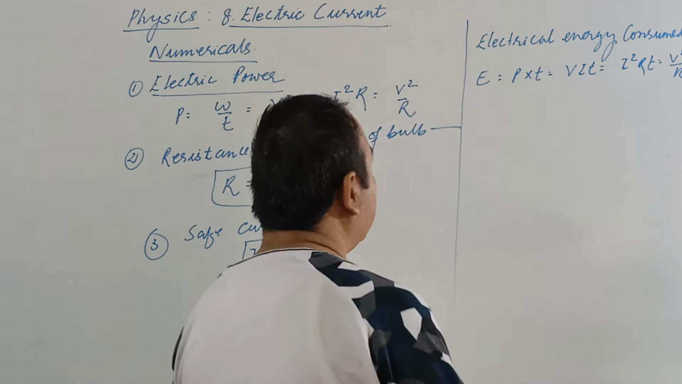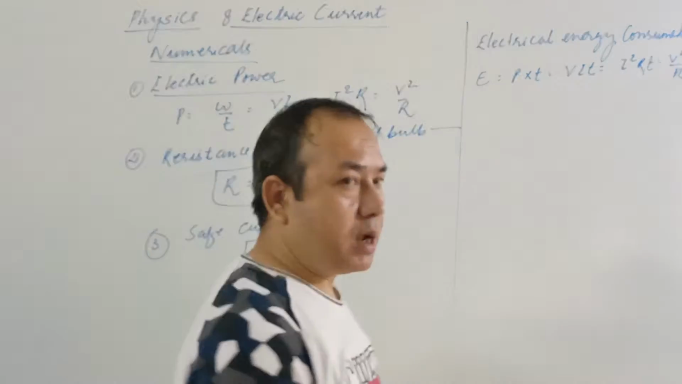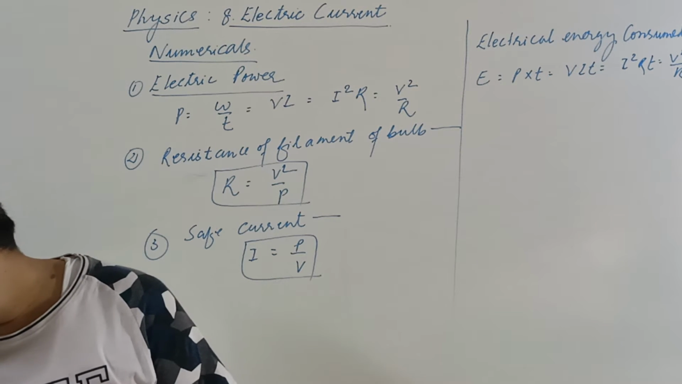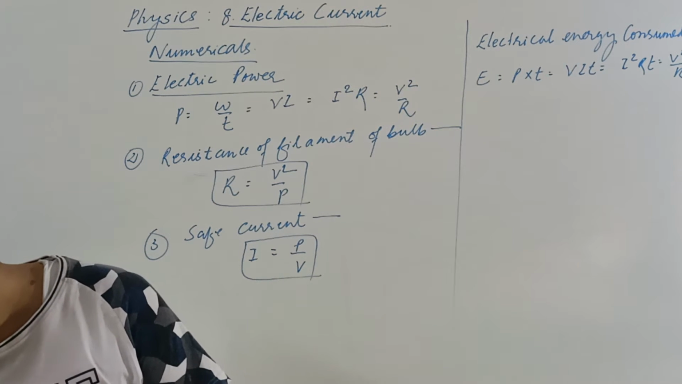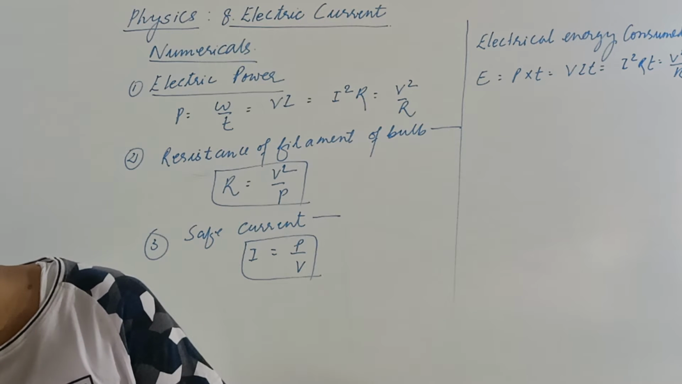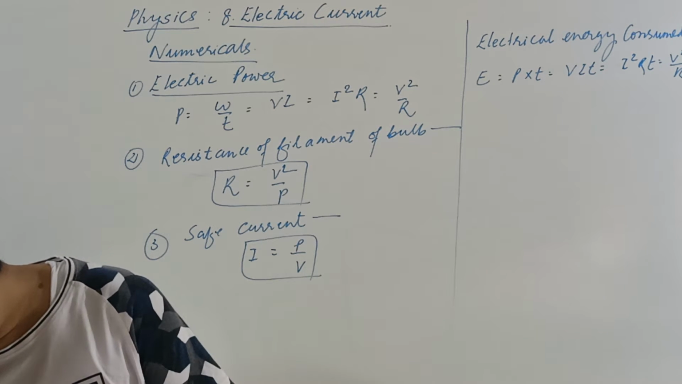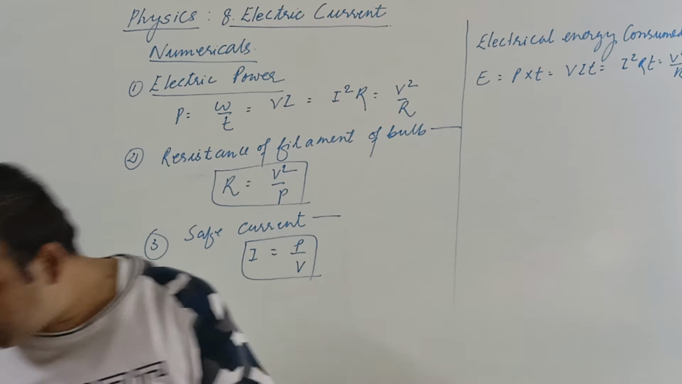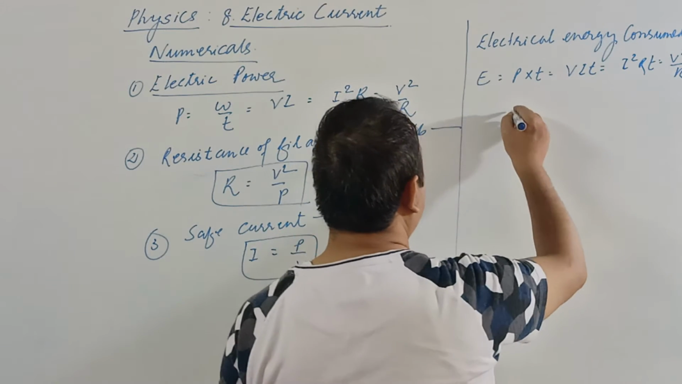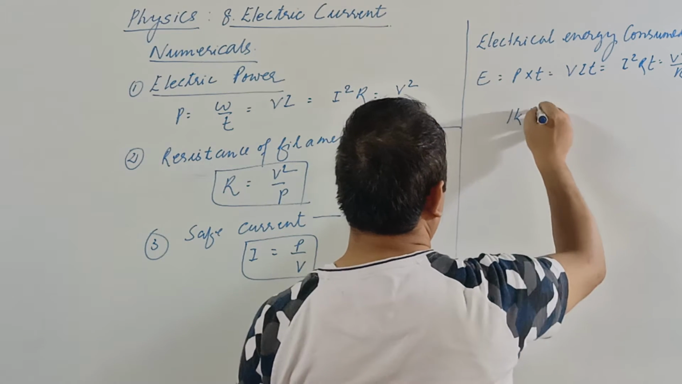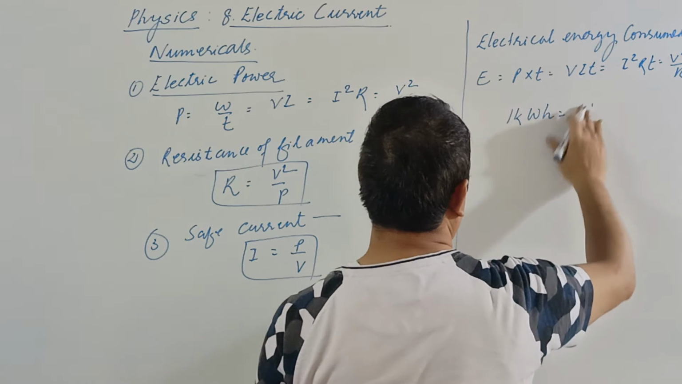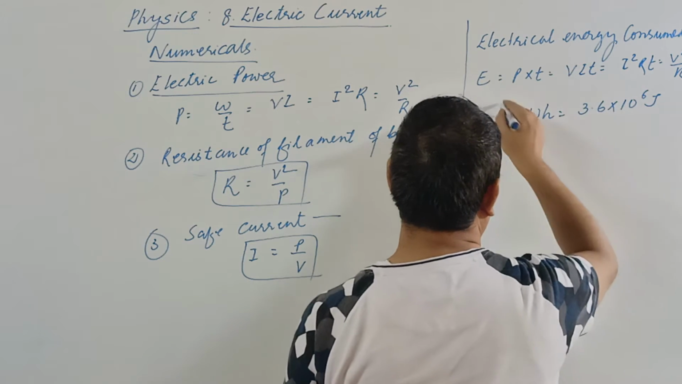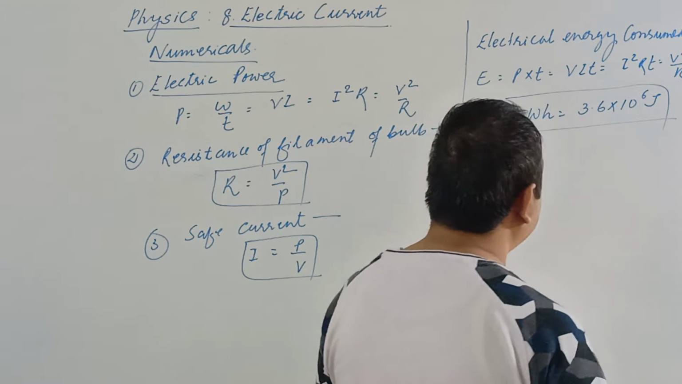Next, the relationship between kilowatt hour and joule we also need to note down. 1 kilowatt hour is equal to 3.6 into 10 power 6 joule. Sometimes conversion is also asked.